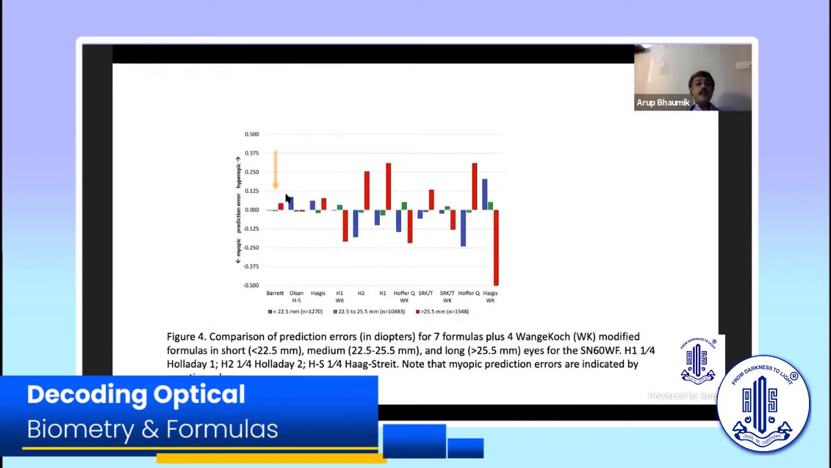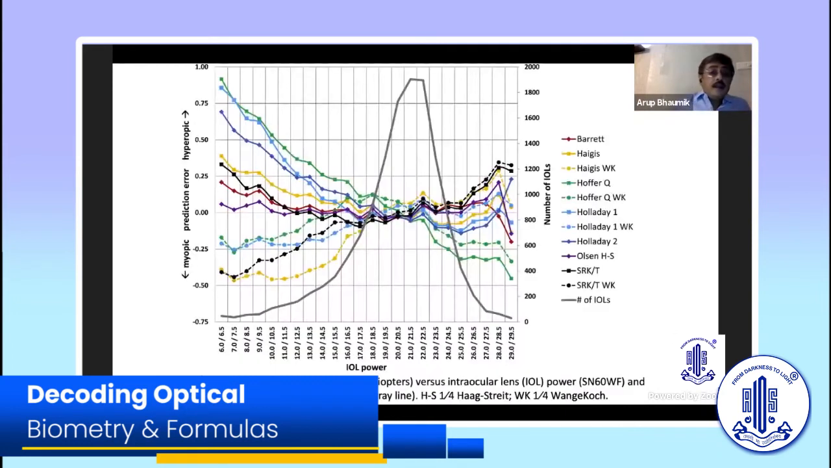And next is Hoffer Q. We previously believed that Hoffer Q is good for the small eye, but in this study you can see Hoffer Q has a significant error in the shorter eye. Next is the IOL power: you can see the red line, Barrett has a consistent result up to 28 diopter, 28.5 diopter in the chart. It is almost near the baseline throughout.